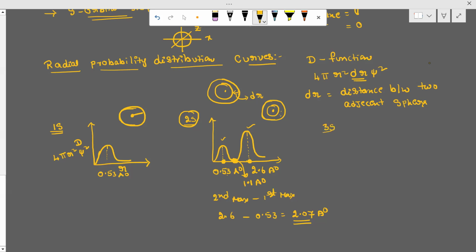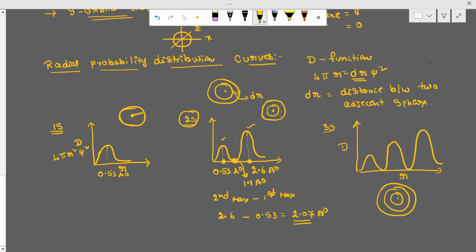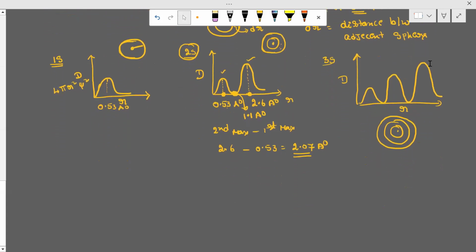For 3s orbital, this is the first peak, touching 0. The next also touches 0. The next one is the maximum peak. 1s orbital, 2s orbital, third shell, 3s orbital. Here the radius and D function. Here also the same radius and D function. Here the number of peaks and nodal regions are calculated.